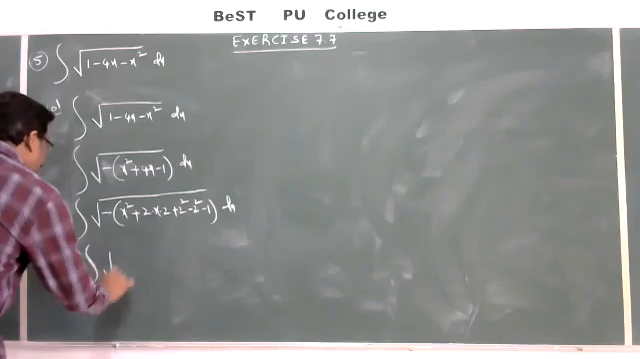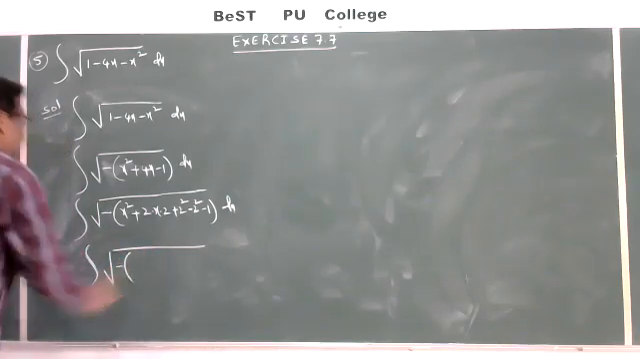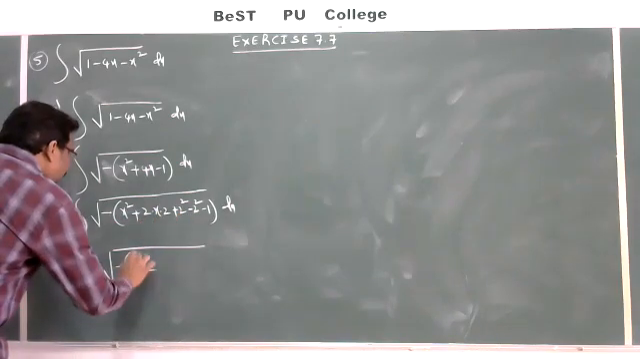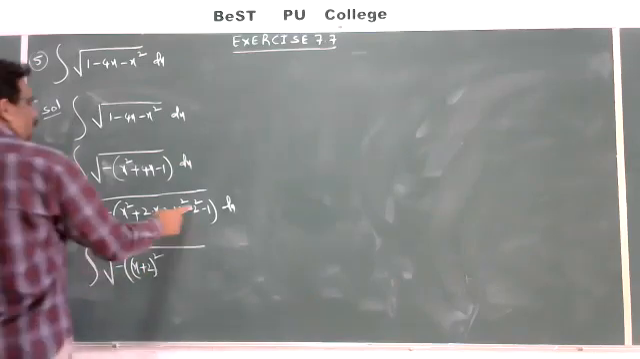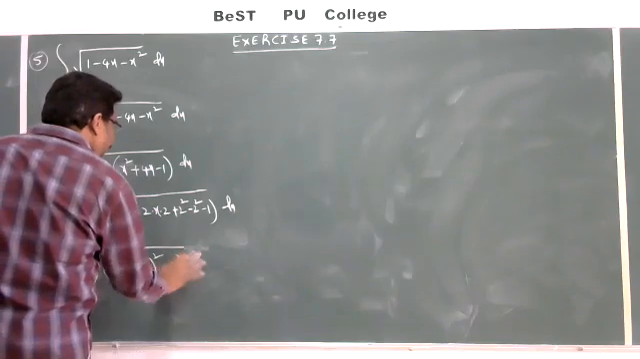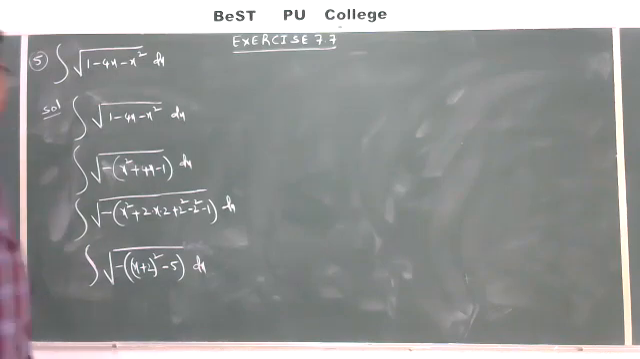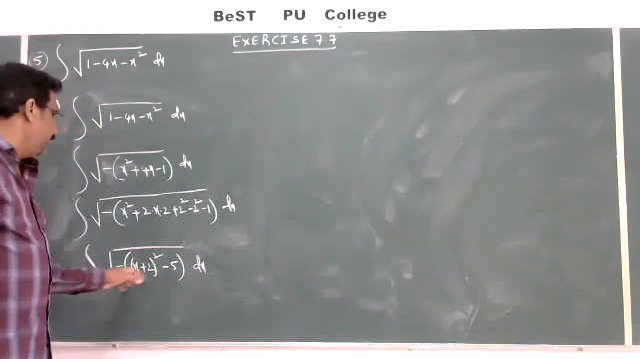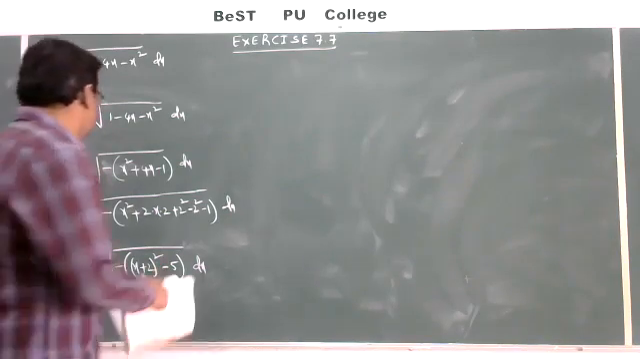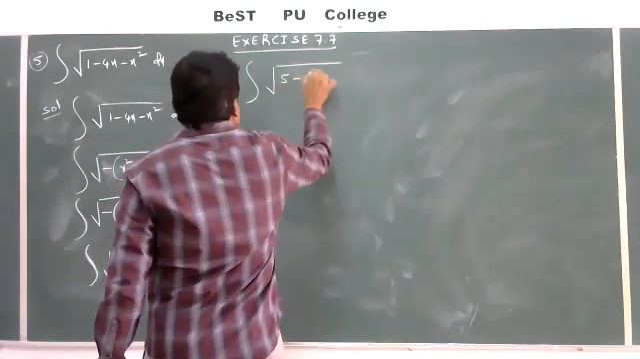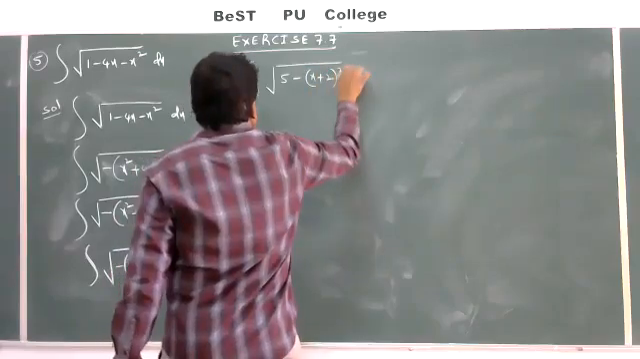Integral root of minus of, up to this, x plus 2 whole square minus 4 minus 1, minus 5, dx. So you can multiply the minus inside the bracket. Here you get plus 5 minus x plus 2 whole square. That is integral root of 5 minus x plus 2 whole square dx.